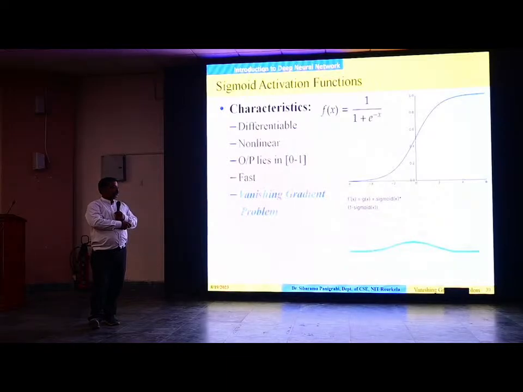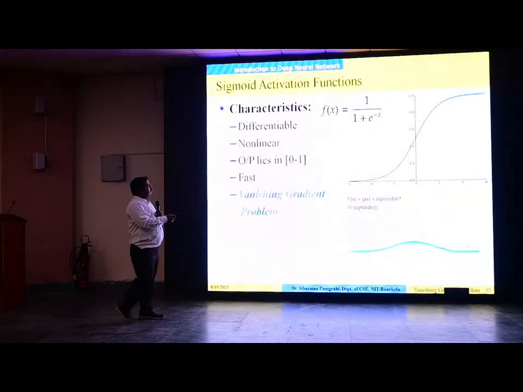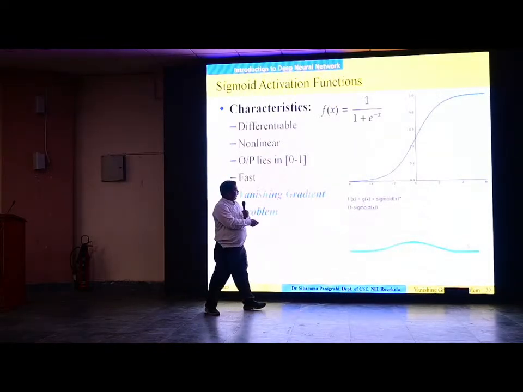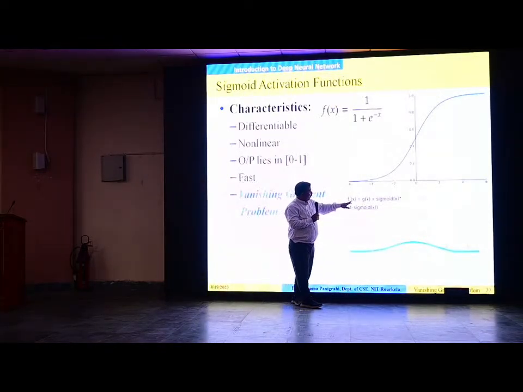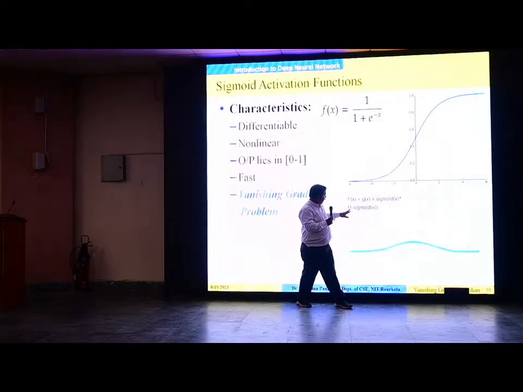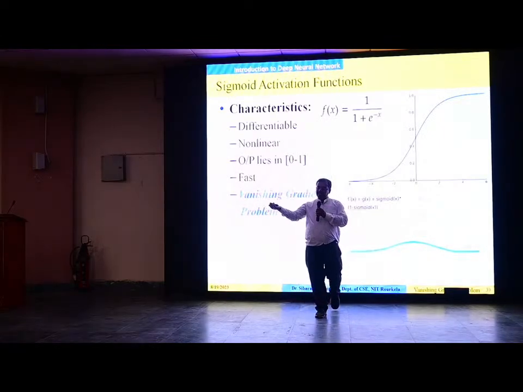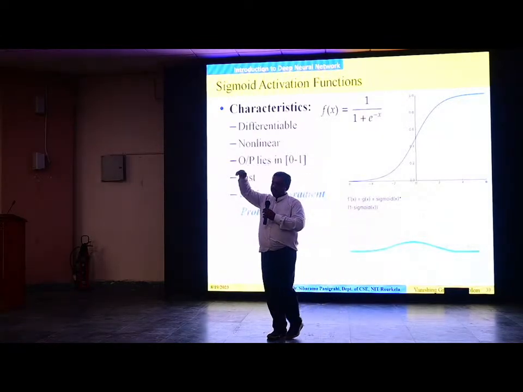The next one is that it is fast. Why fast? Because you will find that the derivative of the sigmoid activation function can be represented by itself. f'(x) = sigmoid(x) × (1 − sigmoid(x)). It means its derivative can be represented by itself.